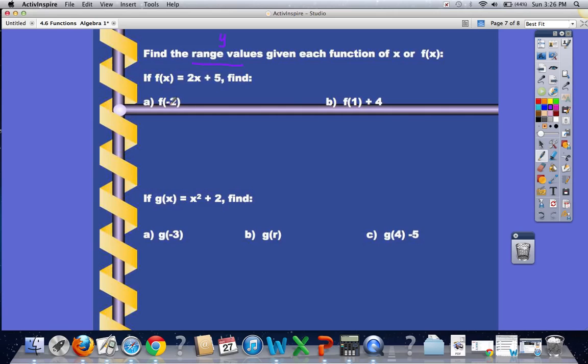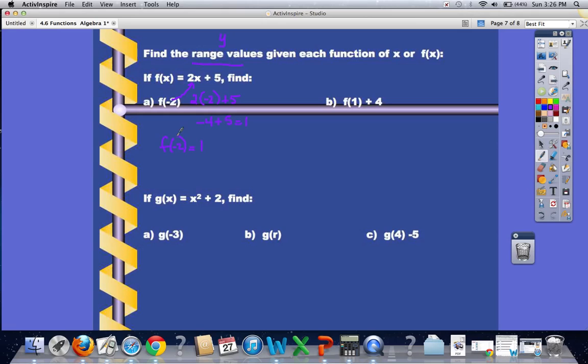That -2 inside replaced or substituted in for the x. So that's what we're going to put into our equation. It's going to substitute in for x. So this would be 2 times -2 plus 5. When we get that calculated, it's 2 times the -2, which is -4. -4 plus 5, which is 1. So f of -2 equals 1.